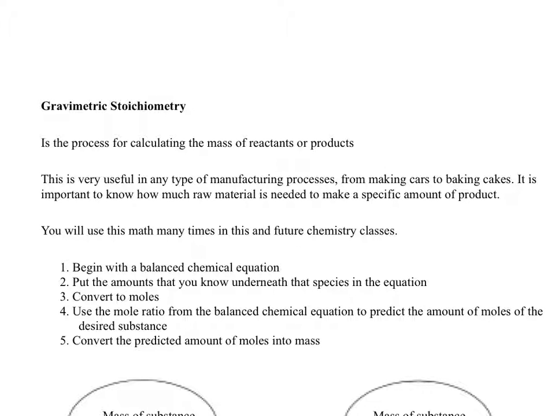Gravimetric stoichiometry is a big word, but it means something that's actually quite simple. It's the way that we figure out the mass of reactants or products using mole ratios. And we've been looking at mole ratios already, and we get the mole ratios from balanced chemical equations.